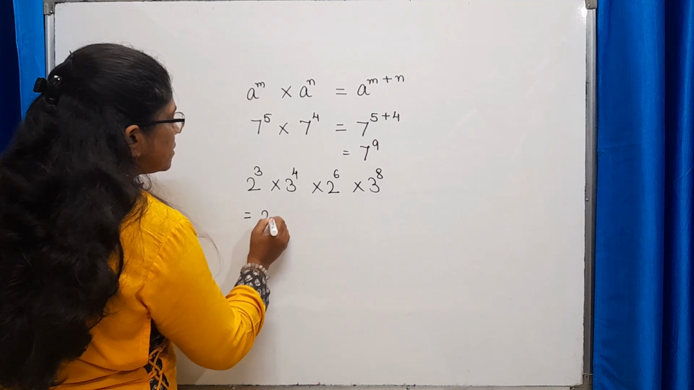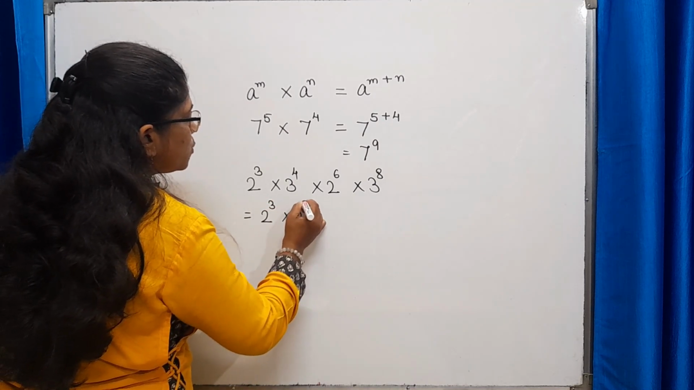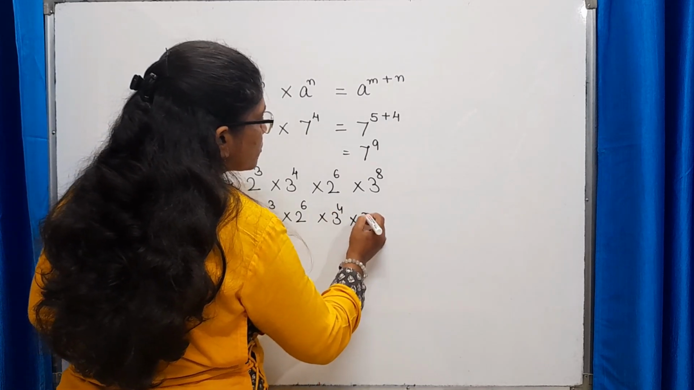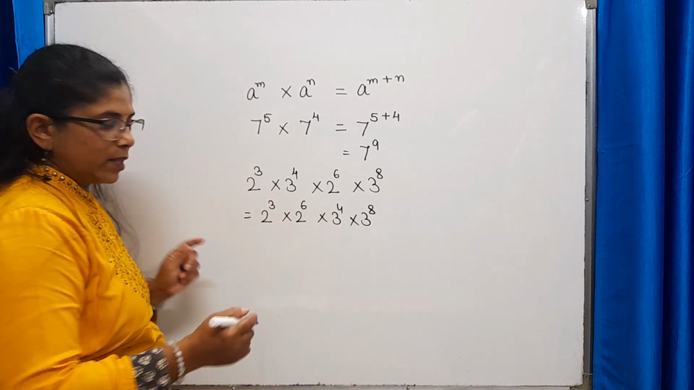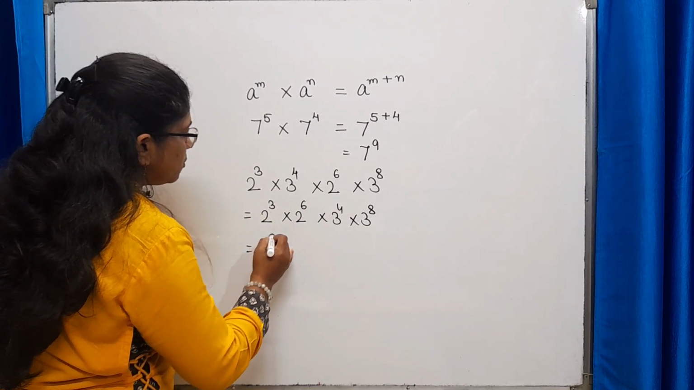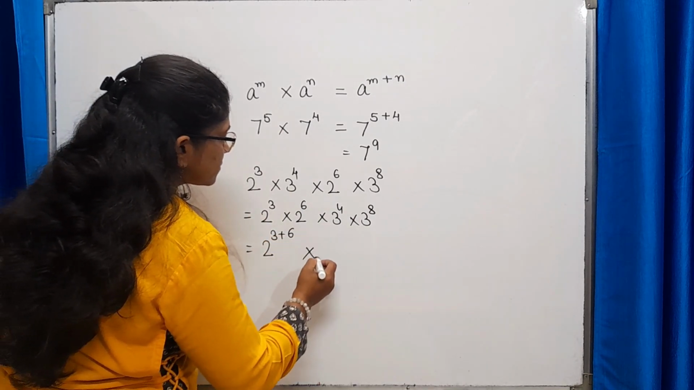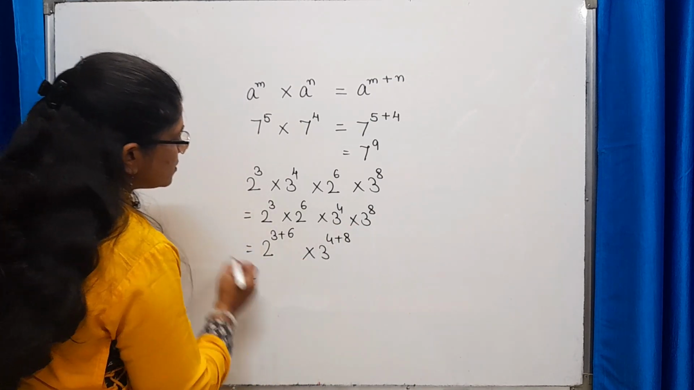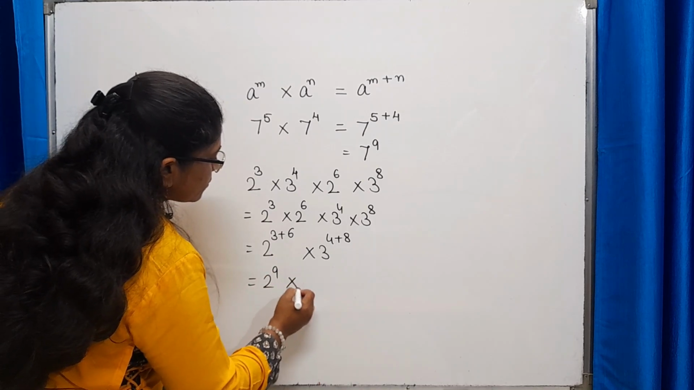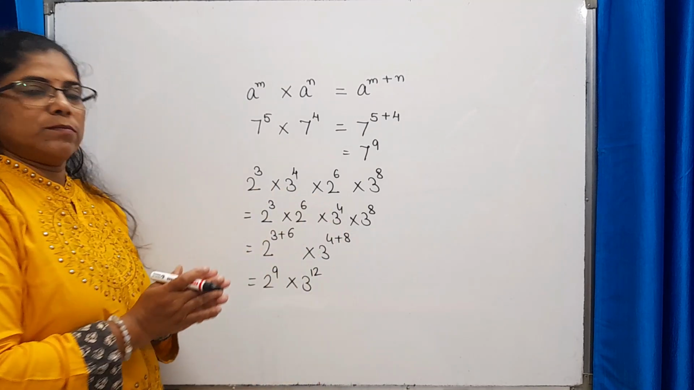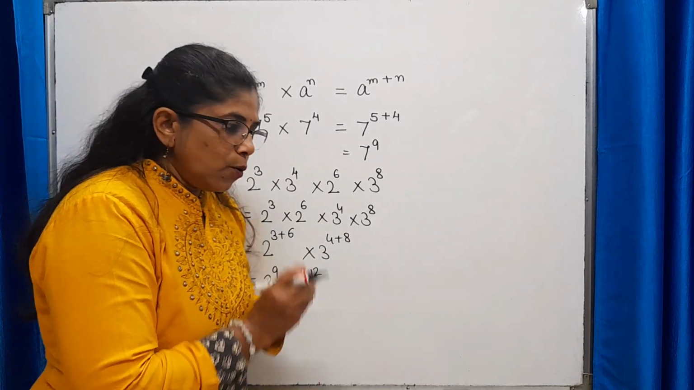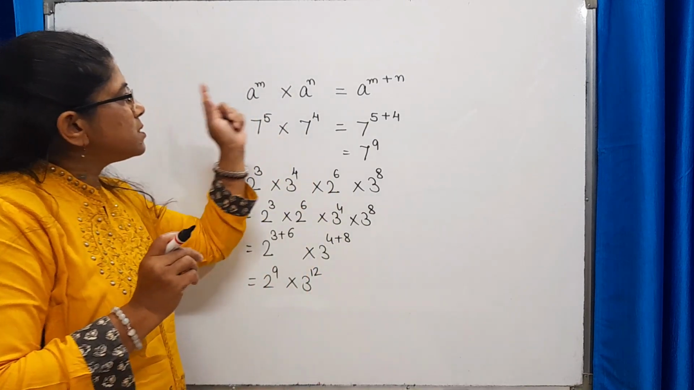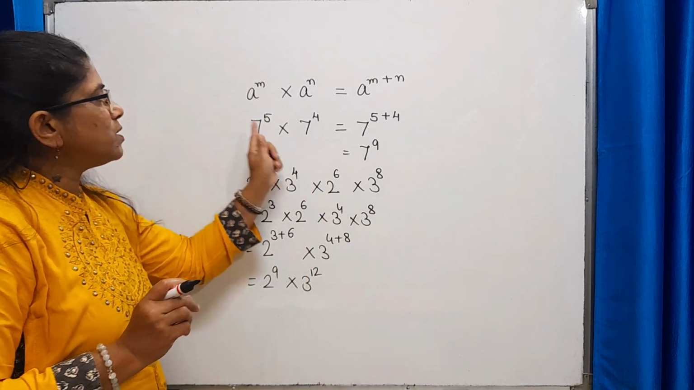It's quite simple. It's 2 to the power of 3 and 2 to the power of 6. And the next thing is 3 to the power of 4, 3 to the power of 8. Fine. So this is nothing but 2 to the power of 3 plus 6 into 3 to the power of 4 plus 8, and our final answer is 2 to the power of 9 into 3 to the power of 12. So this law we have to apply when we multiply the exponents with the same base. So in such case our first law helps us.